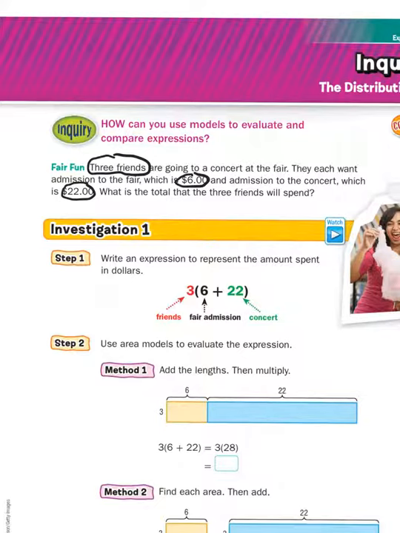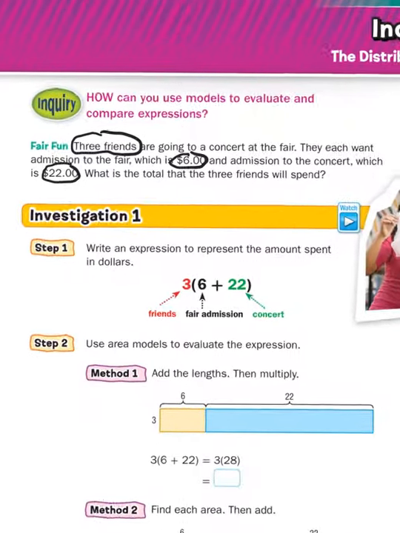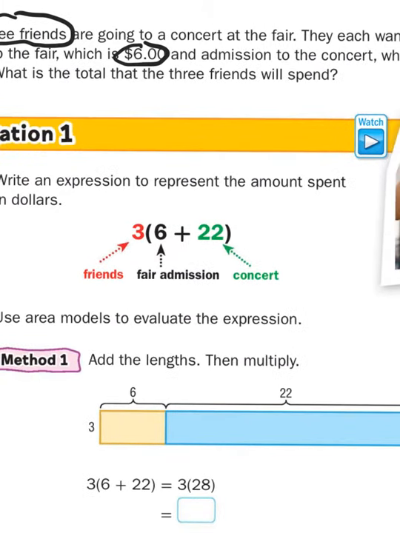Now, if we want to find the total that they'll spend, we're going to write this expression below. So take a look here in step 1. Right here we have the 3 friends, and this means we're going to multiply it by whatever the fair admission is plus whatever the concert admission is. So remember, the fair costs $6, concert costs $22. Whatever that is, we're going to multiply it by 3. Now we're going to set up a problem using area models to help us understand 2 ways we can solve this problem.